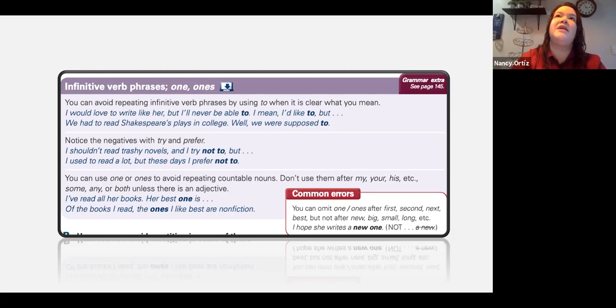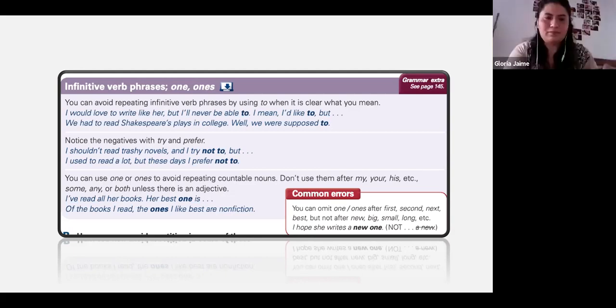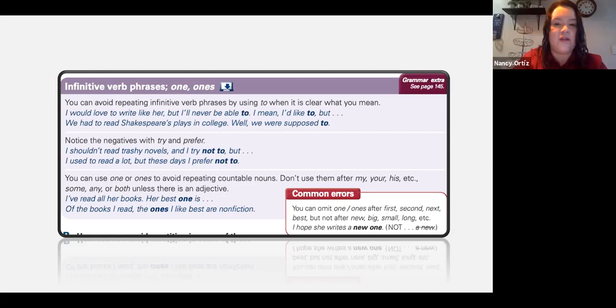So imagine, I would love to write like her, but I'll never be able to do it, maybe. But it's not necessary for me to say "to do it", because you understand what I'm trying to say. Like her. Exactly. So the meaning is clear, and I can finish with to. Then I mean, I'd like to what? Write like her, but I can't, for example.